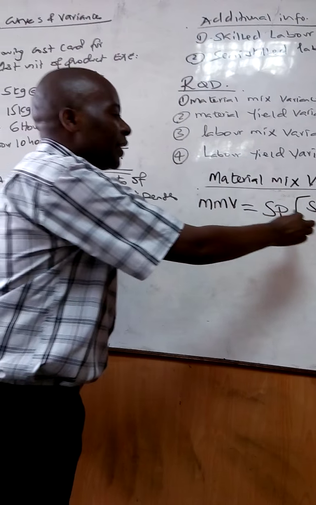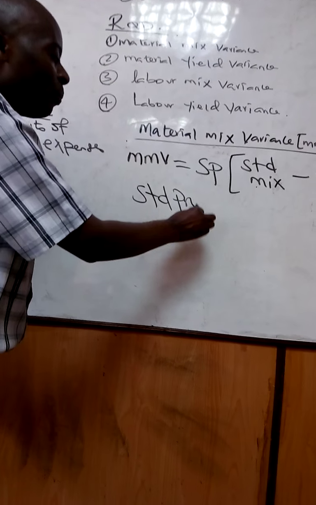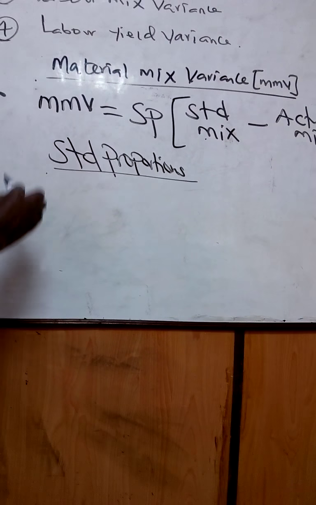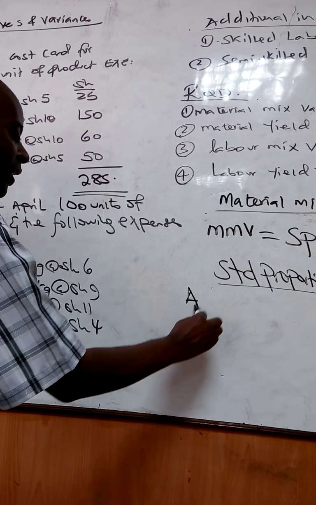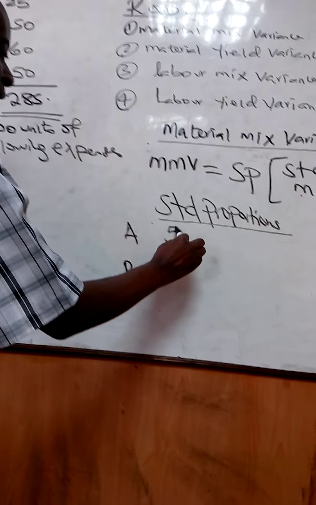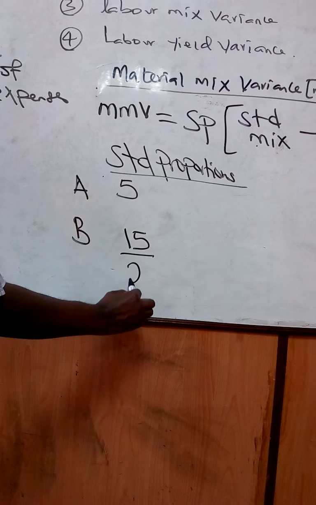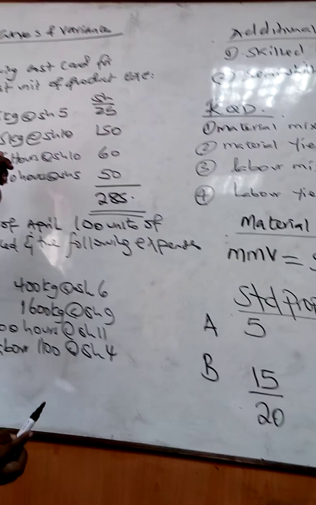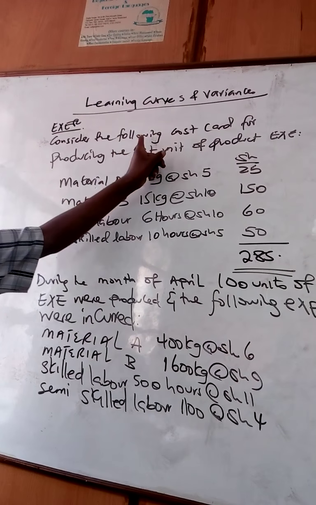How do we get this standard mix? First, we have to get the standard proportions from the standard card. From our standard card, in this case, we can see we have the standard quantities. We have 5 kilograms and 15, giving us a total of 20. The standard proportions, the standard quantities, from the standard cost card.